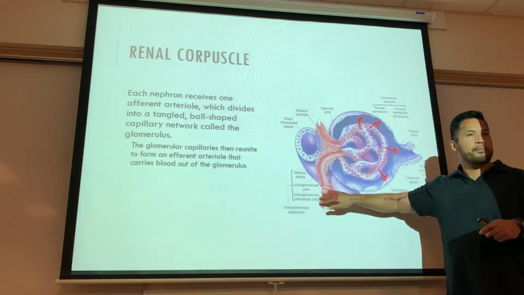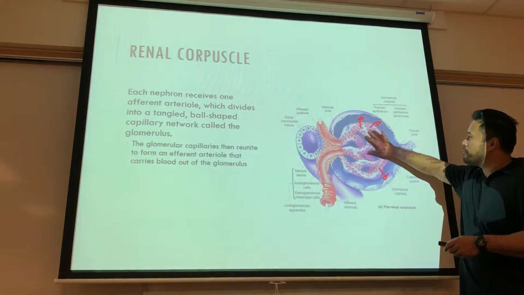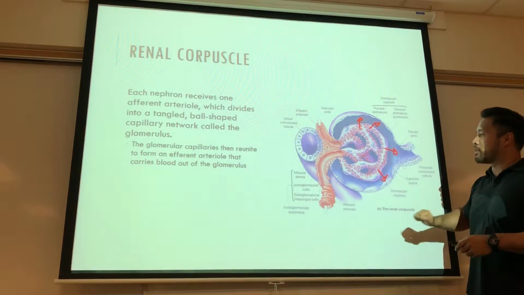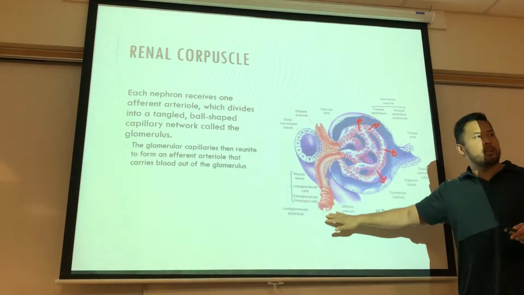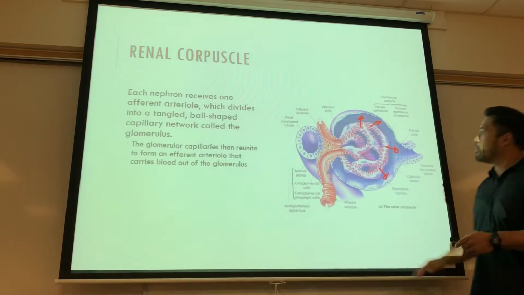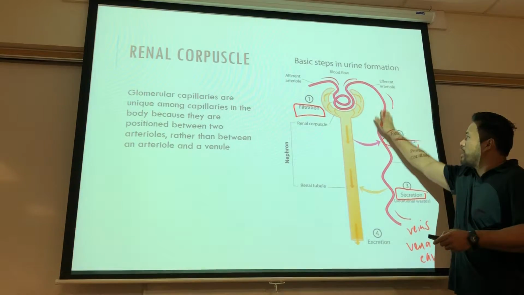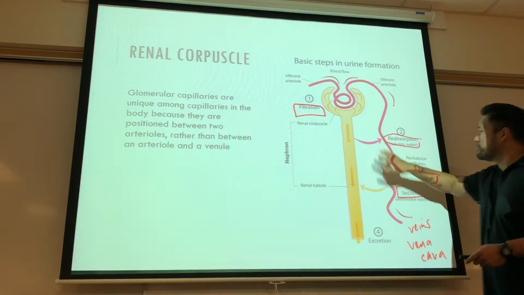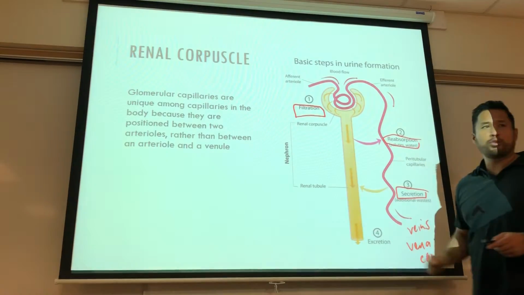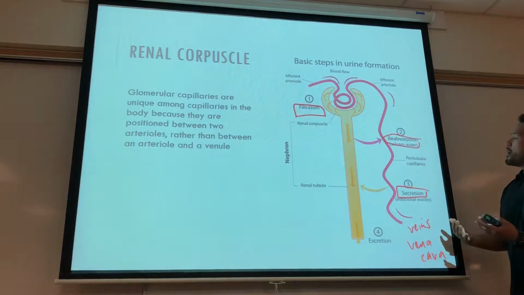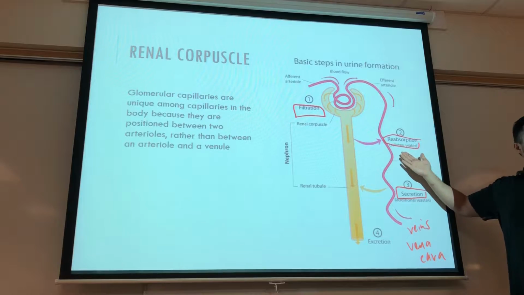circulatory system. Okay? So anything that doesn't get filtered out in the glomerular capillaries makes its way back into the efferent arteriole, which is going to circulate back out and wrap around the rest of our tubule, which will start the process of reabsorption.